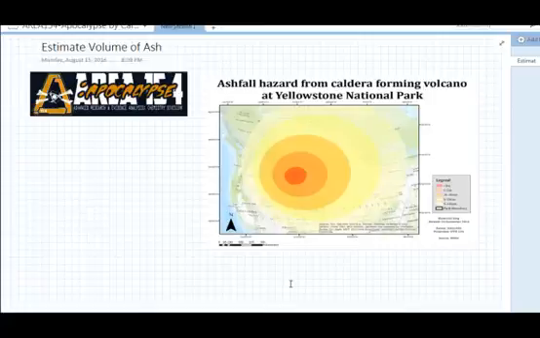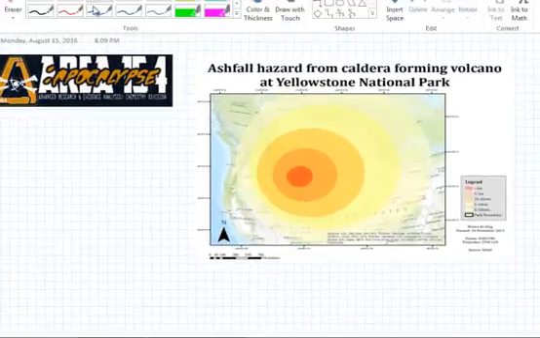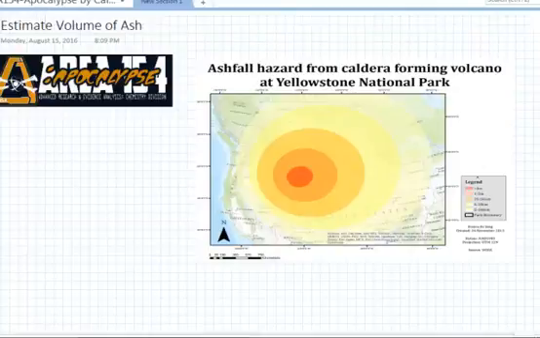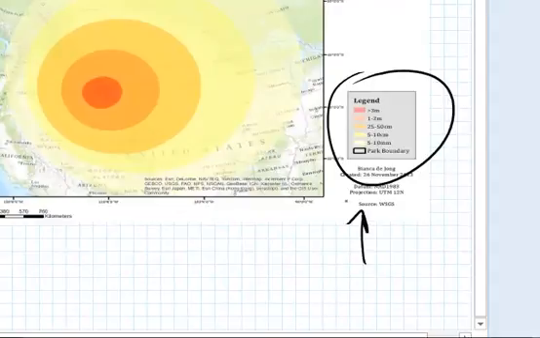What we're doing right now is we're going to figure out how much ash has been distributed nationwide by this giant volcano. You'll notice off to the side here that there's a color code that indicates the depth at which each of these rings indicates that the depth of ash has been deposited.